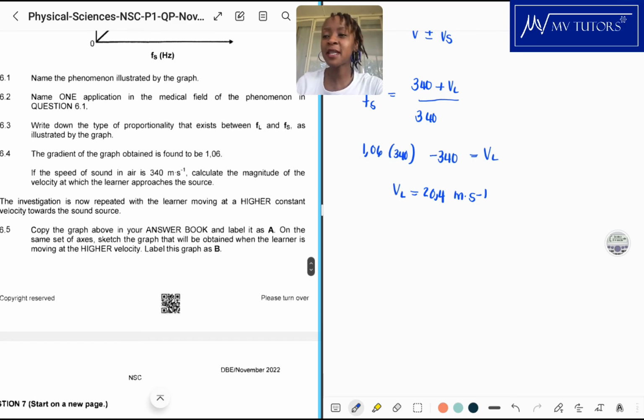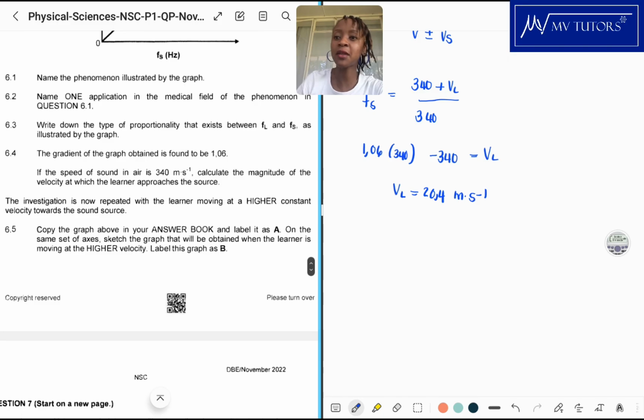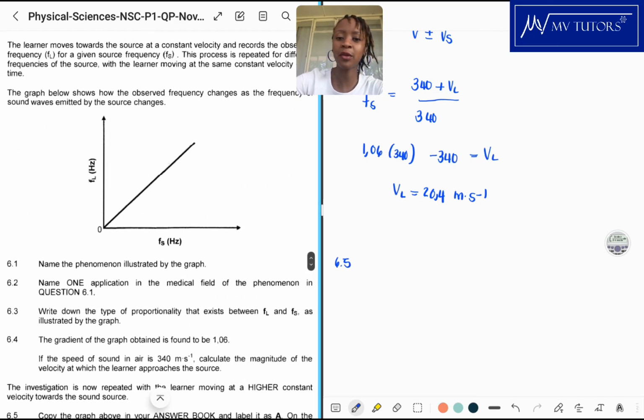It says the investigation is now repeated with the learner moving at a higher constant velocity towards a sound source. So now the velocity increases, 6,5, compared to the first scenario. Copy the graph above in your answer book and label it as A. On the same set of axes, sketch the graph that will be obtained when the learner is moving at the higher velocity. Let's copy the graph over.